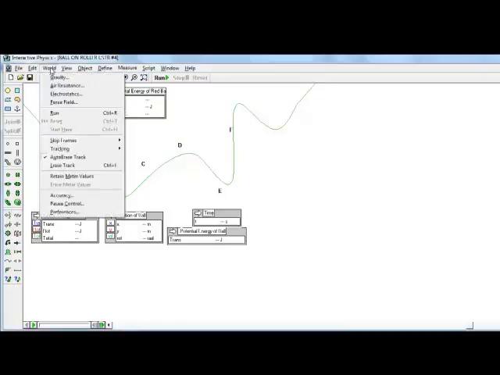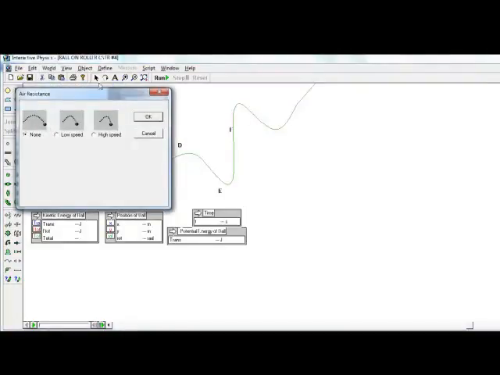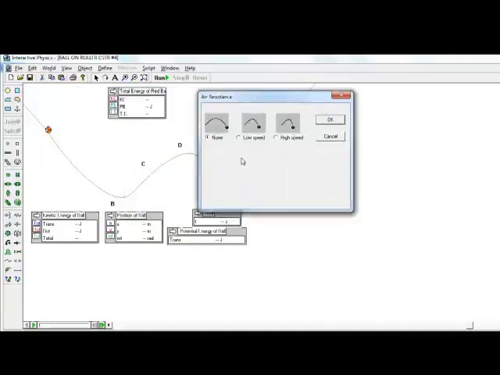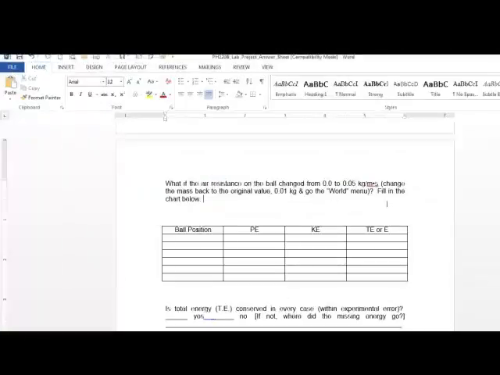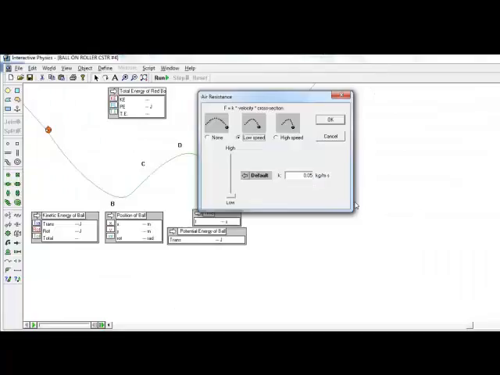So again, we go up to World, Air Resistance, and you notice it gives you None, which is what we had been working with, Low Speed and High Speed. We want to work with low speed because that means it's proportional to the velocity. High speed is proportional to the square of the velocity, which is things like jet planes. Notice that the value is 0.05 kilogram per second, which is what we want. If you go over here, notice that's what it says. Change from 0 to 0.5 on the World menu.